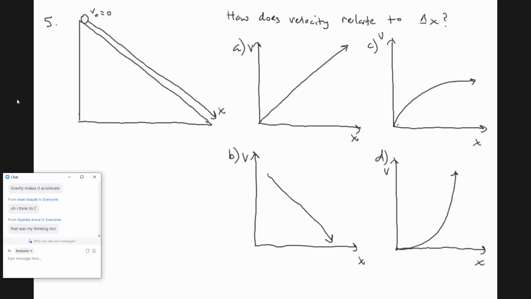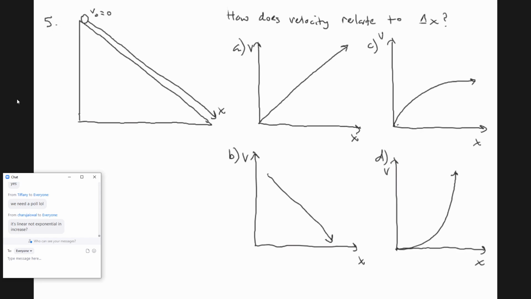Ria, you have the same reasoning? Okay. Iman, you changed your answer. C? I wish we had a poll. If I could do a poll, it'd be awesome. I want to see percentages of how many people are choosing what. So, why C, Iman?